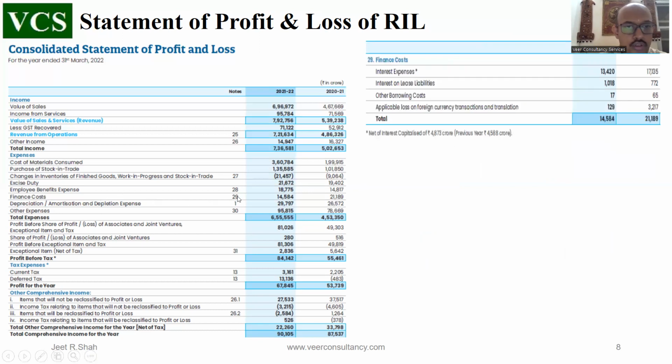After the employee cost, we have Schedule 29, which says that it is a finance cost. This is very important. It shows the amount that you are spending on the debt that you have taken. Okay. So finance cost has the biggest part as interest expenses, 13,420 crores. Interest on lease liabilities, 1,018 crores. Other borrowing cost and applicable loss on foreign consolidation and translations. So when you add this, it is majorly part of how you are servicing your debt. So over here, 14,584 crores is very critical.